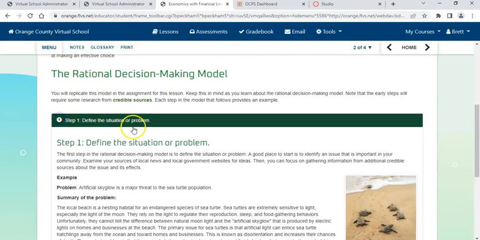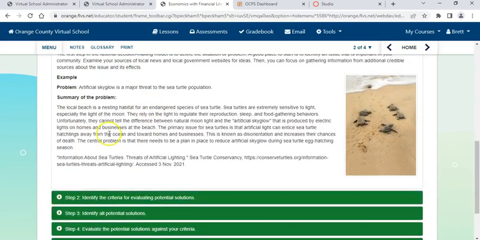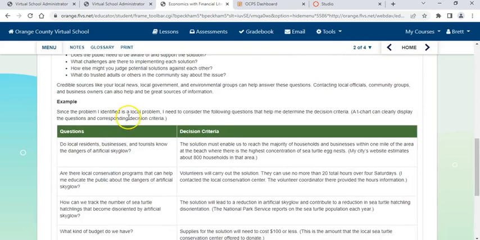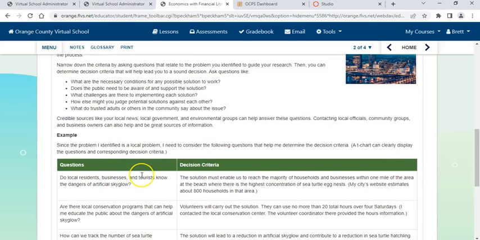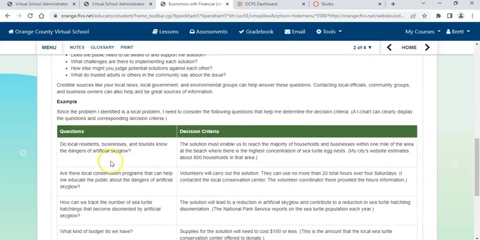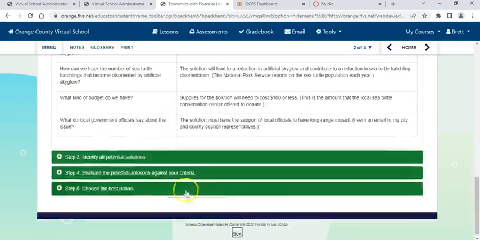In this example, they take a look at sea turtles. And we have a problem of having too much artificial light out there at the beaches, and it's a problem for sea turtles. So how do we then go ahead and help evaluate this process? We want to identify the criteria for evaluating potential solutions for that artificial light. What can we do there? They walk you through the whole process of what are some questions and then some decision criteria that can be used to help work through that solution.